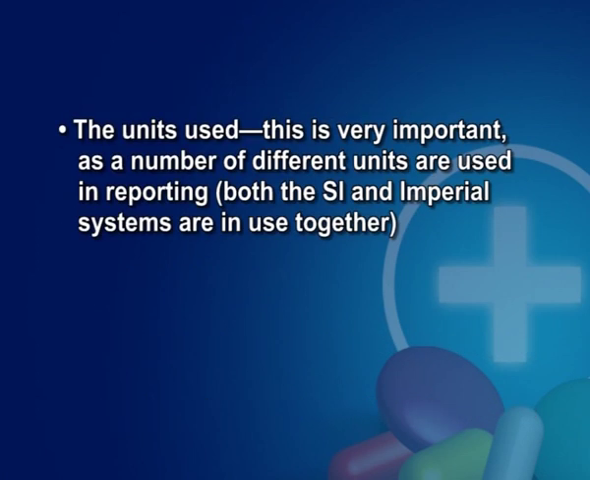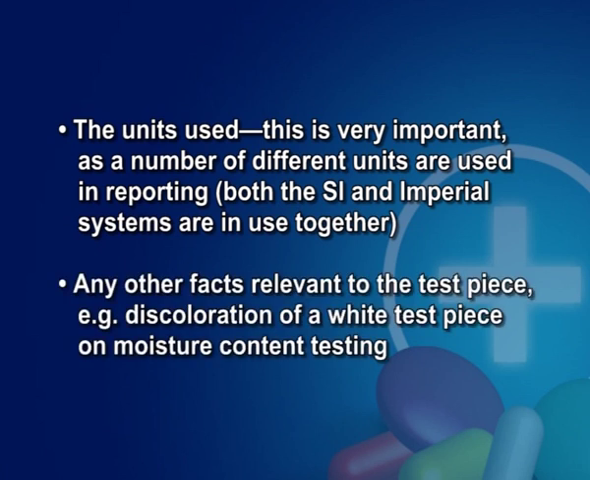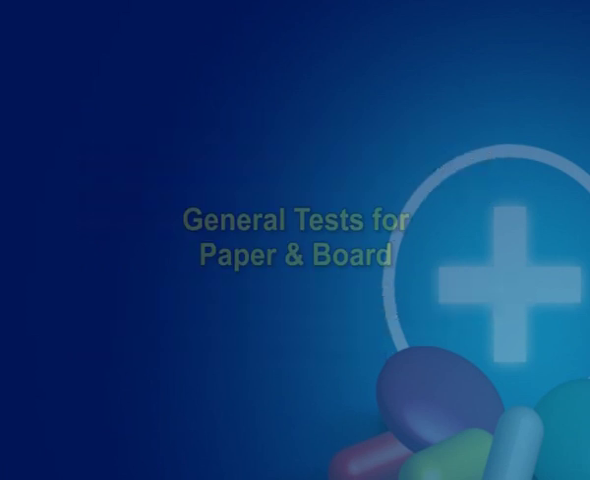Number 6. The unit used, that is very important as a number of different units are used in reporting. Both the SI and imperial system are in use together. Number 7. Any other fact relevant to the test piece, that is discoloration of a white test piece on moisture containing testing.